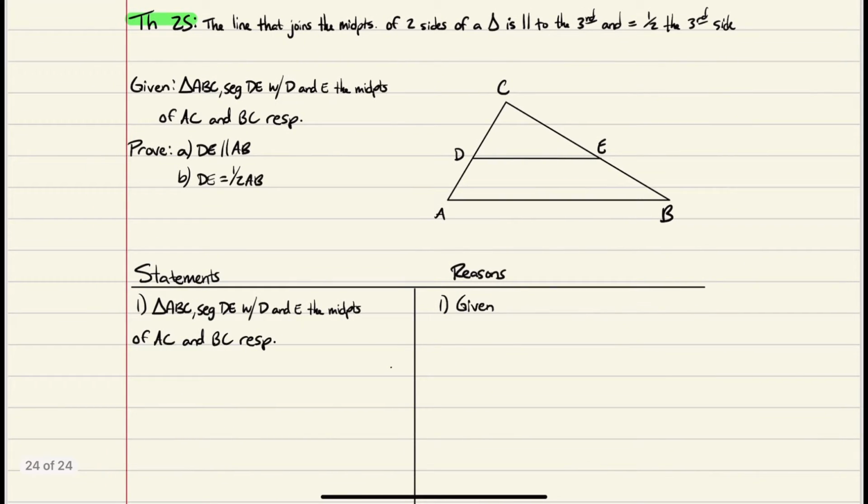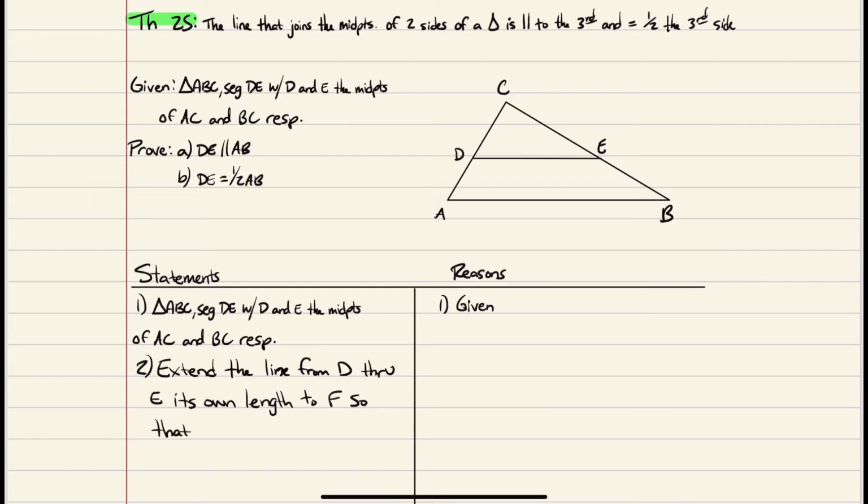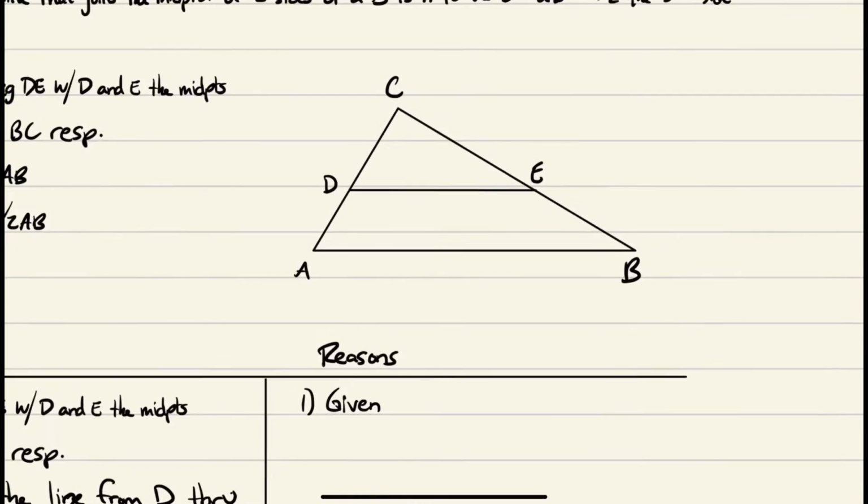Number 2, we're going to extend our line here. Extend the line from D through E, its own length. So we're going to double the length of DE. We're going to extend it its own length, and we're going to call that endpoint F. Extend it to F so that DE equals FE.